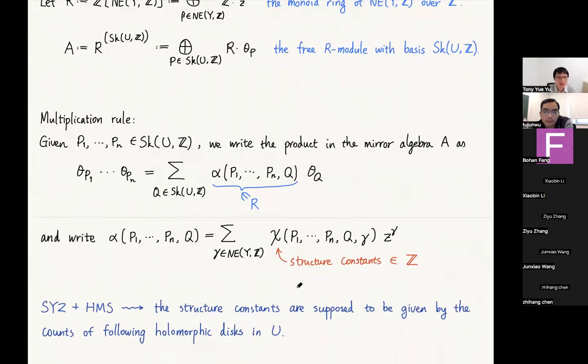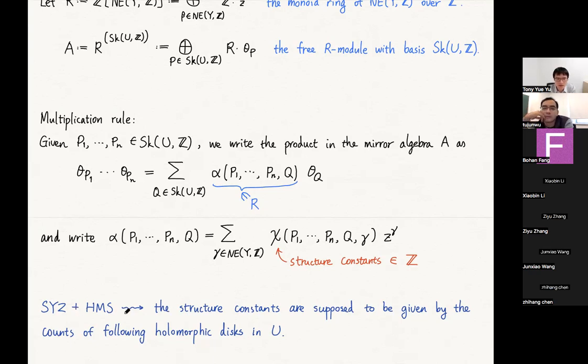Yeah, so as I said, we will be combining ideas from these two big conjectures, the SYZ conjecture and the HMS conjecture. That's actually a pretty long story, how we combine these two conjectures and then say something about the structure constants. It really involves a lot of considerations from Fukaya category and wall crossing structures. Here I will just give the final answer, what we should do.